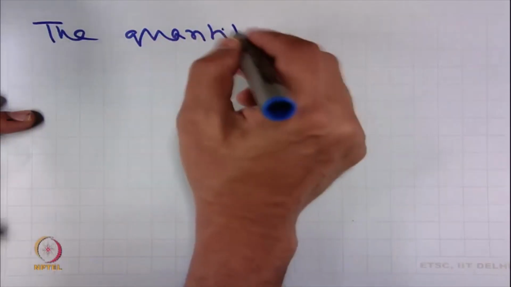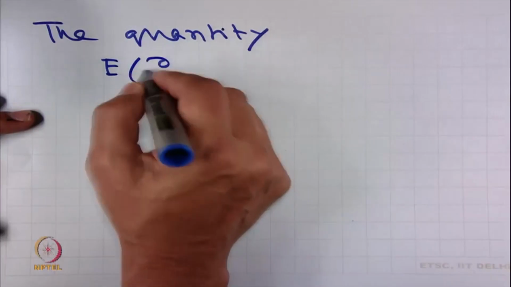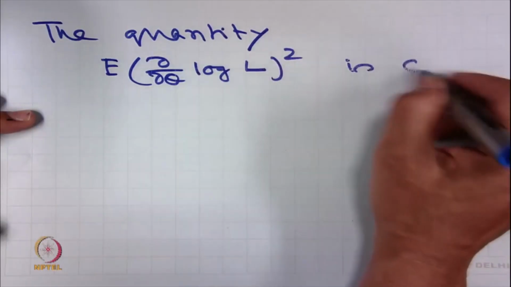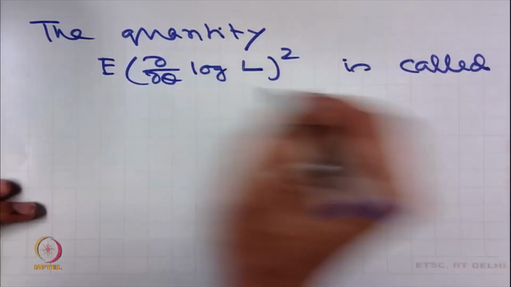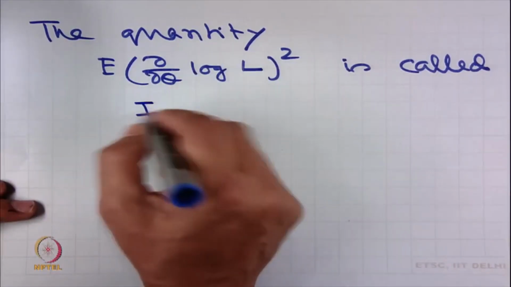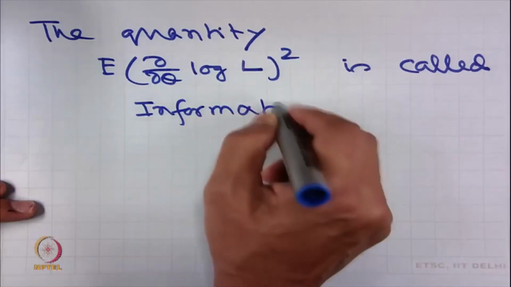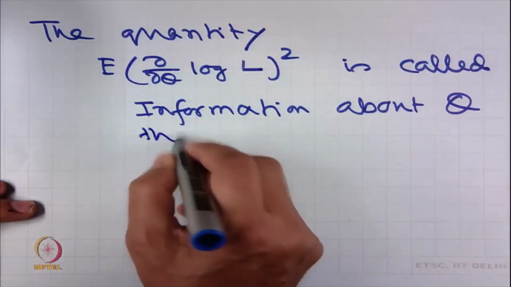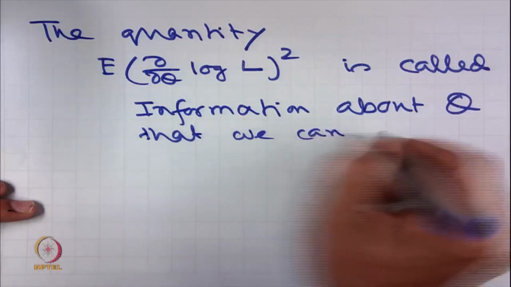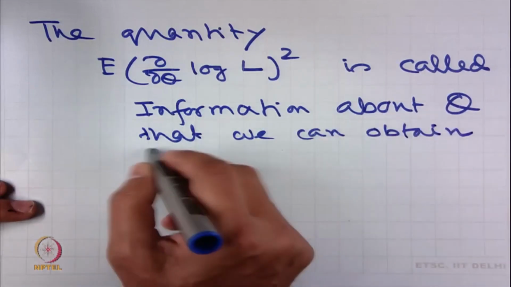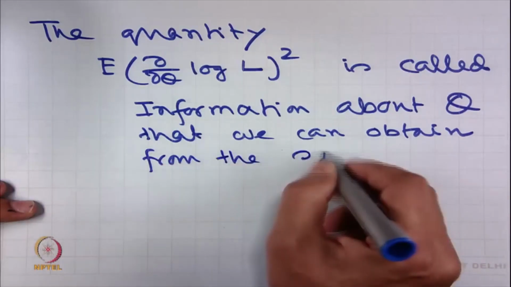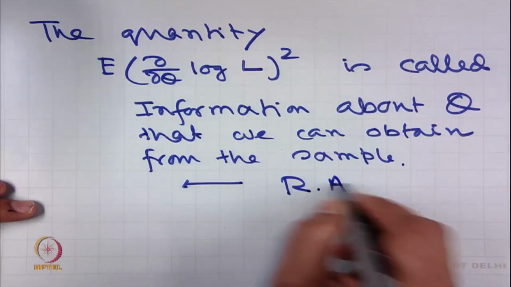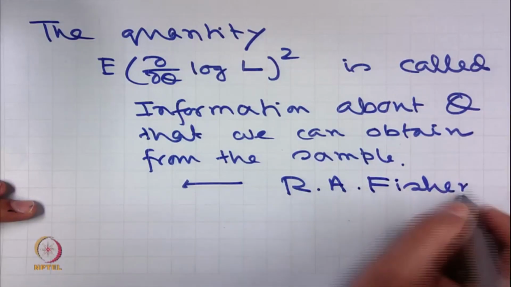The quantity expected value of (del log L / del theta) whole square is called the information about theta that we can obtain from the sample, and this name was given by R. A. Fisher.